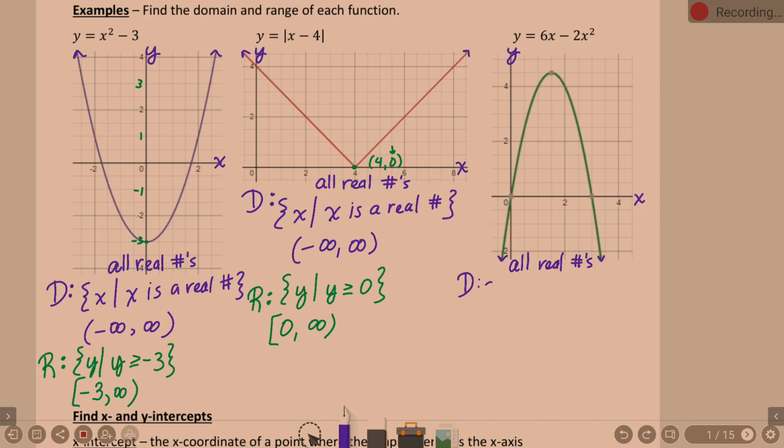So all real numbers. Fancy brace with X such that X is a real number. Or interval notation, which we go infinitely left, which is negative infinity, infinitely right, which is positive infinity. And if you recall from last week, infinities always use parentheses. Okay, I try to keep repeating that stuff just so hopefully it'll be stuck in your head when you go to do homework.